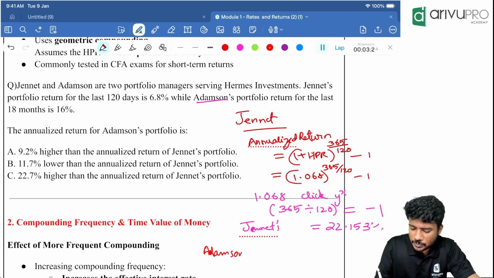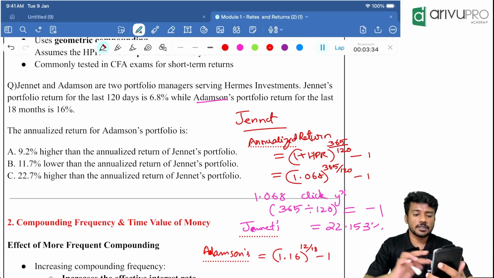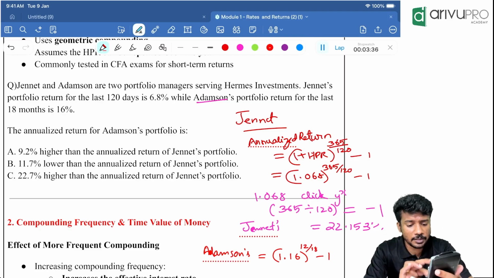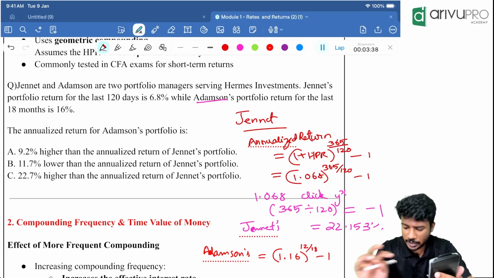Adamson's method is nothing but 1 point, how much? 1.16, the entire thing raised to how many months? 12 divided by 18, minus 1. Take the value, or give me the value in the calculator. 1.16, click y raised to x.